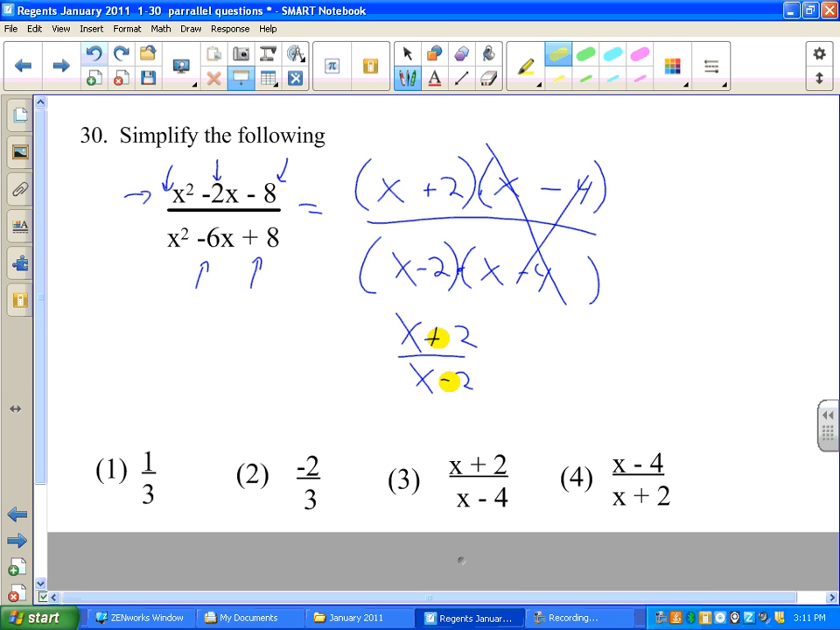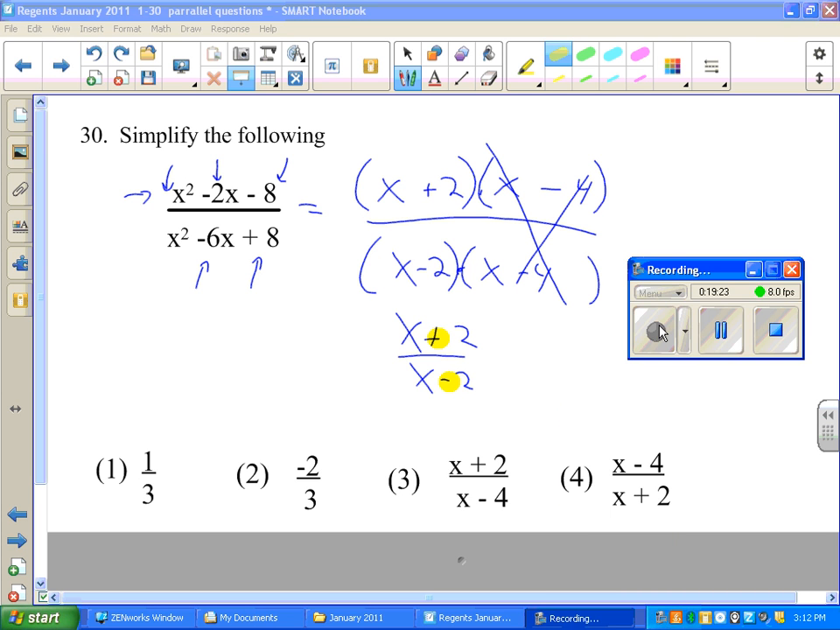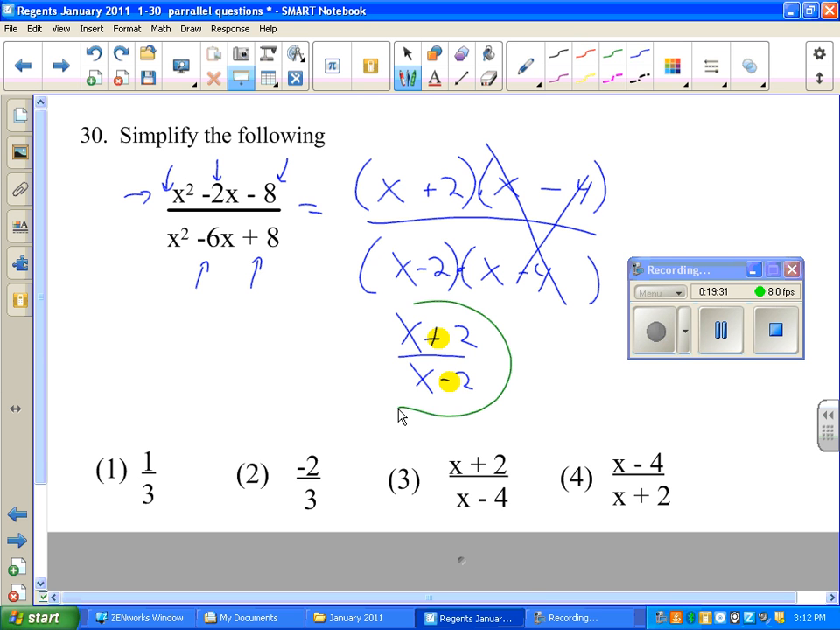Hang on a second. I am correct, but the selection choices are wrong. So this is the correct answer. It should have been one of the choices.